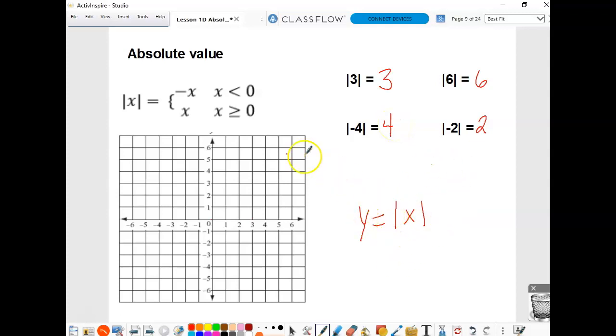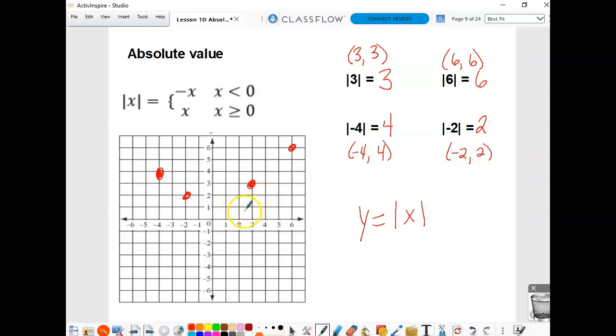So I'm going to graph this in Desmos, but real quick, I'm going to graph these points here. I'm going to make x be the 3 that we put in, and y is the 3 we got out. x is the 6 we put in, and y is the 6 we got out. Here, we put in -4 and got out +4. Here we put in -2 and got out +2. So I'm going to go ahead and graph those points. So 3, 3, 6, 6, -4, 4, and -2, 2. So you can see it's already kind of taken shape.